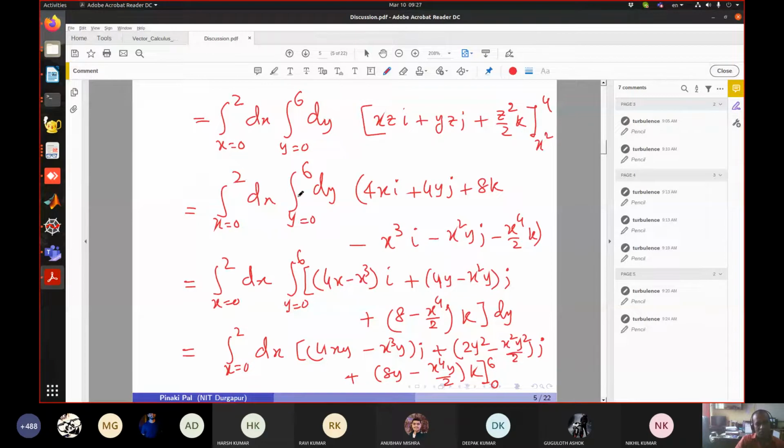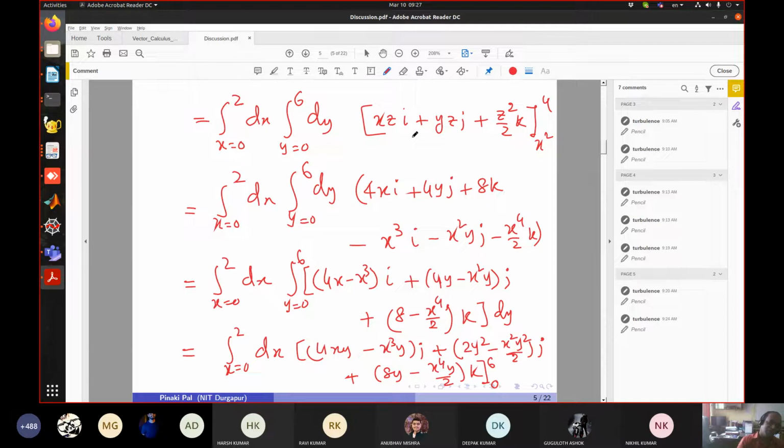How will you do it? You have to change the limits then. Yes, it is allowed as long as the function is sufficiently smooth and continuous, then all the iterated integrals are equal. There are some theorems, probably it has been mentioned in the previous class.